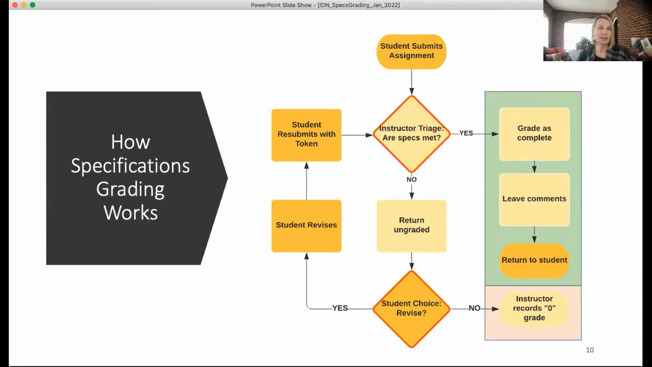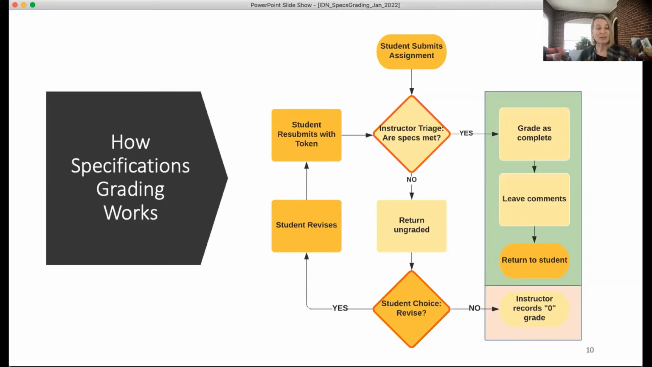But let's say that the specs aren't met, and I see that right away. Then I return it to the student. And the student has a choice then. They can revise the assignment, or they could not revise the assignment. If they don't revise the assignment, then their grade's going to be a 0 for it, like they didn't submit an assignment. If they choose to revise it, then they revise it and they submit it with a token. I'll talk more about tokens in a minute.